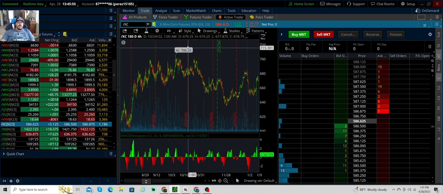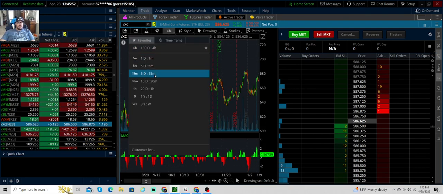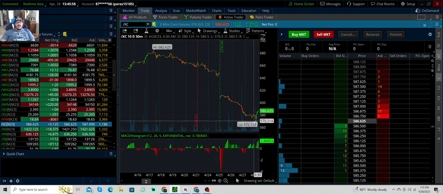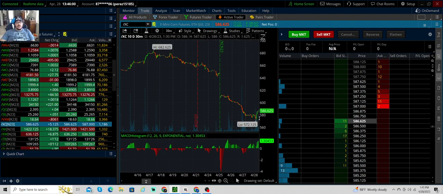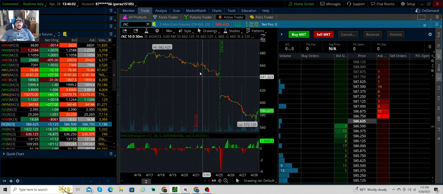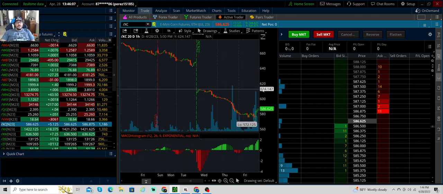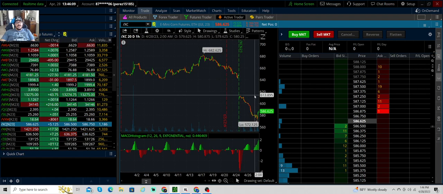That's AutoZoom here. Let me see here. 10 days. Look at this. 682 all the way down. Now, we're getting a lot of buying. We got a lot of buying here in this 572 area. You can see a lot of green here. It's a lot of green. 20 day. And this is a commodity.